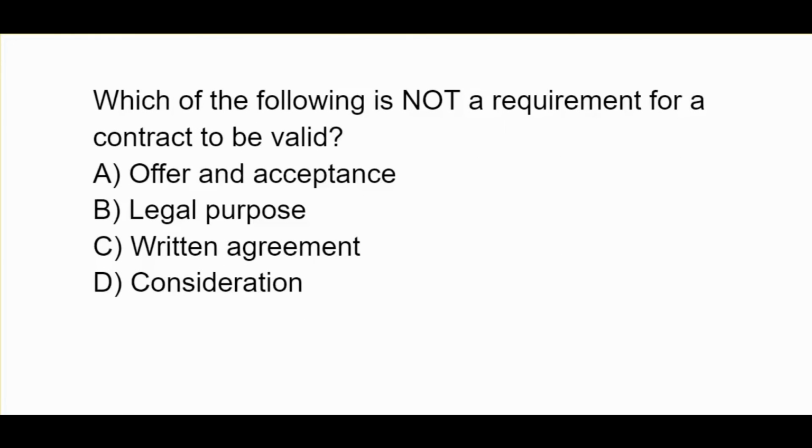Which of the following is not a requirement for a contract to be valid? A. Offer and acceptance. B. Legal purpose. C. Written agreement. D. Consideration.